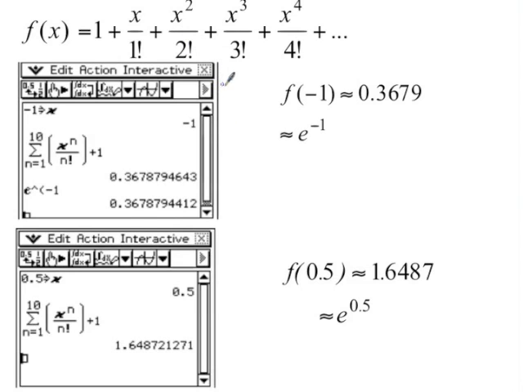Just to confirm this result, we'll also try some negative and non-integer values for x to make sure that this function does still work. So we're trying to show, remember, that f of x is approximately equal to e to the power of x for different values of x. So just try a few different values on your calculator. Here we've tried -1 and 0.5, but you should also try some different numbers to satisfy yourself that f of x does indeed approximate e to the power of x.